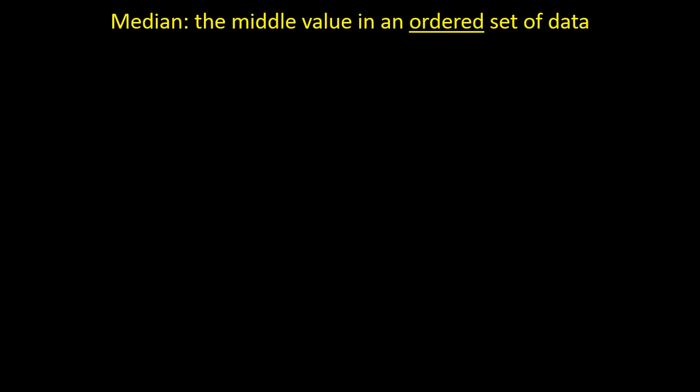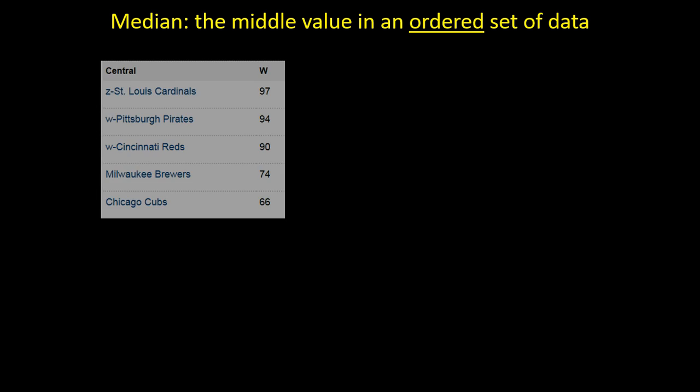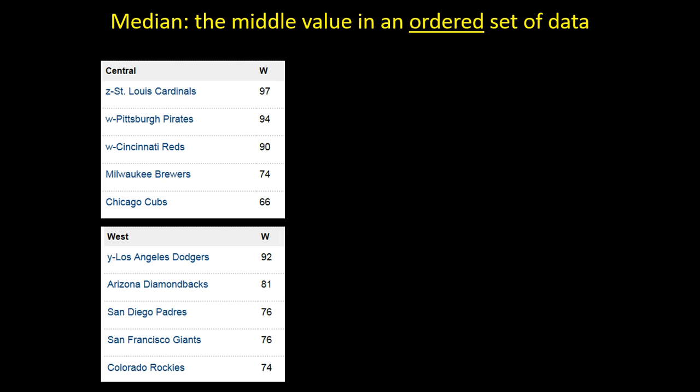The median is another measure of central tendency. It's the middle value in an ordered set of data. We have 2 ordered sets of data here for the Central Division and then for the West Division. And if we find the middle number in each of those sets, we can find the median. The median number of wins for the Central Division was 90, and the median number of wins for the West Division was 76. So you could argue that the Central Division was a better division because the median number of wins was greater.